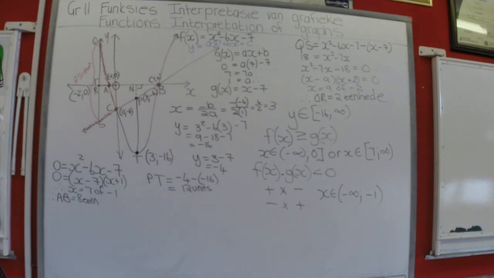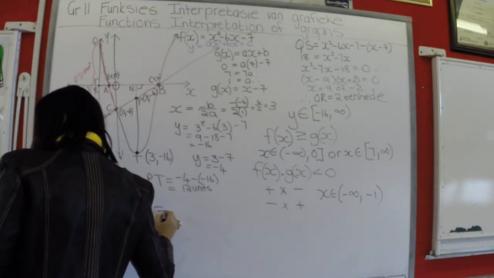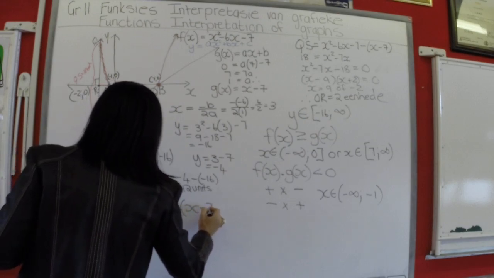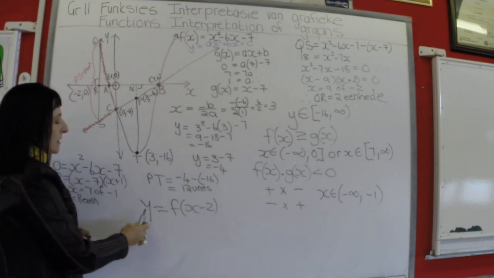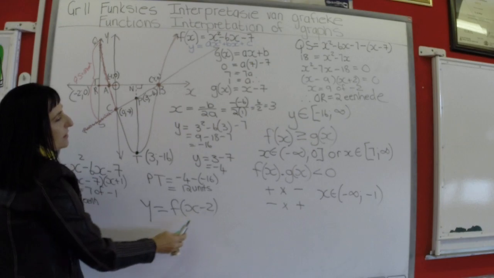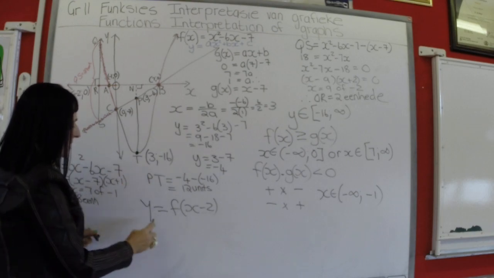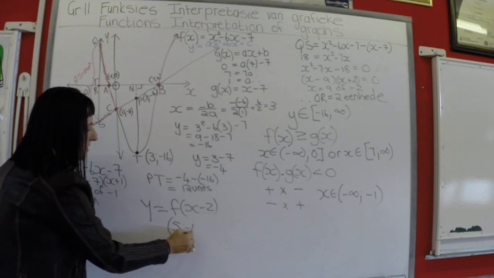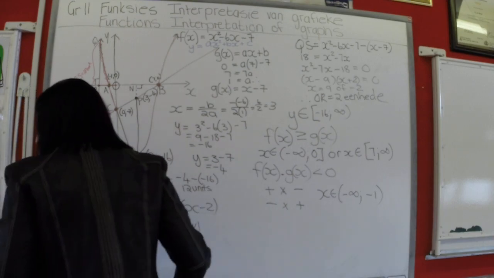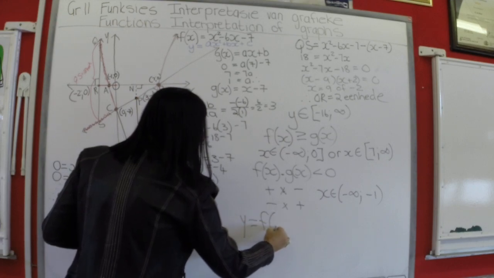Okay. Now, let's look at the next question. Write down the coordinates of the turning point when y equals f(x minus 2). Skryf die koördinaat van die nuwe draaipunt neer as f 2 eenhede na regs skuif. Nou as f 2 eenhede na regs skuif, is die nuwe draaipunt dan (5, minus 16). Very easy.